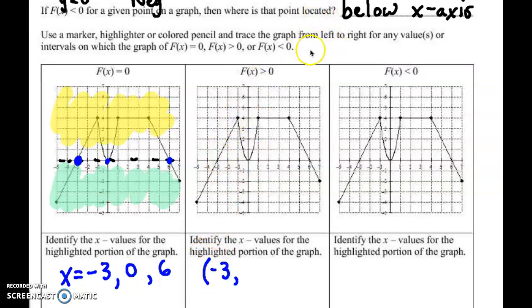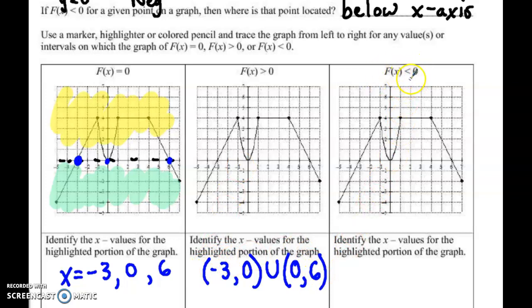But since the directions do not say that, let me get rid of that. It is no longer above the x-axis once I get to x equals 0, but immediately to the right of x equals 0, it is above the x-axis again. And it stops once I get to x equals 6. Notice that all of these are parentheses because they're strictly above the x-axis. If it said or equal to, we could just do a bracket from -3 to 6.